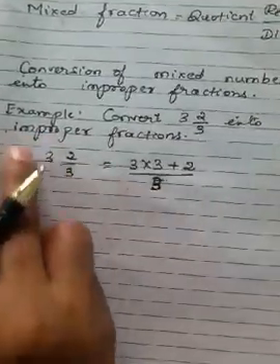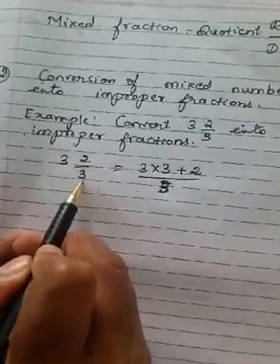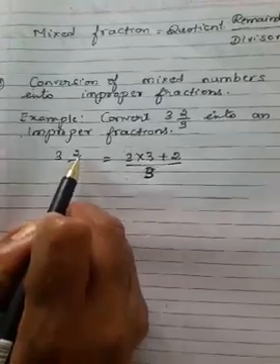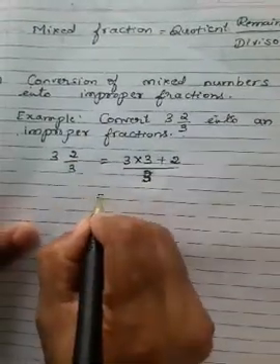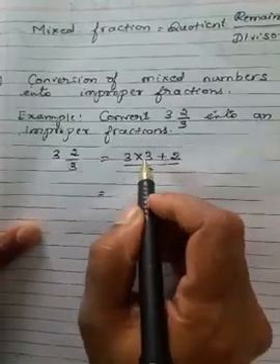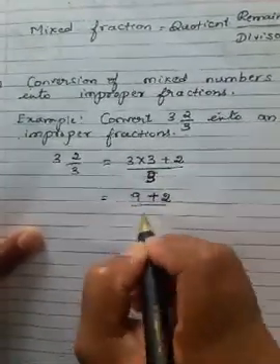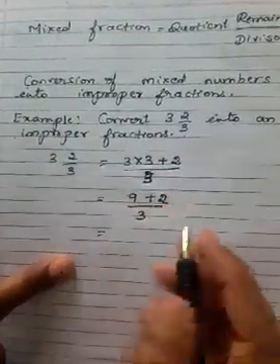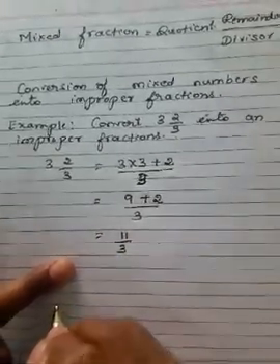Understood? Multiply the integral part by the denominator, then add the numerator, then divide by 3. So this is equal to 3 into 3. 3 into 3 is how much? 9. 9 plus 2 divided by 3. This is equal to 9 plus 2 is 11 upon 3.